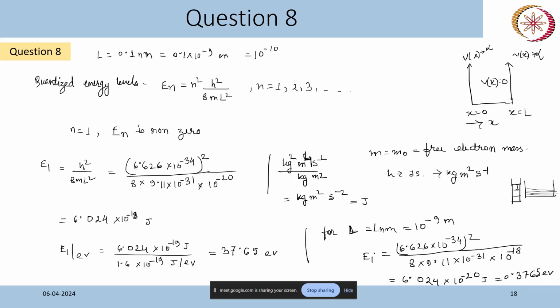But when you consider devices or any system which is much smaller, then you have to consider the quantum effect. For example, here in the question it is given that because it is a quantum mechanical system, the energy levels are quantized.